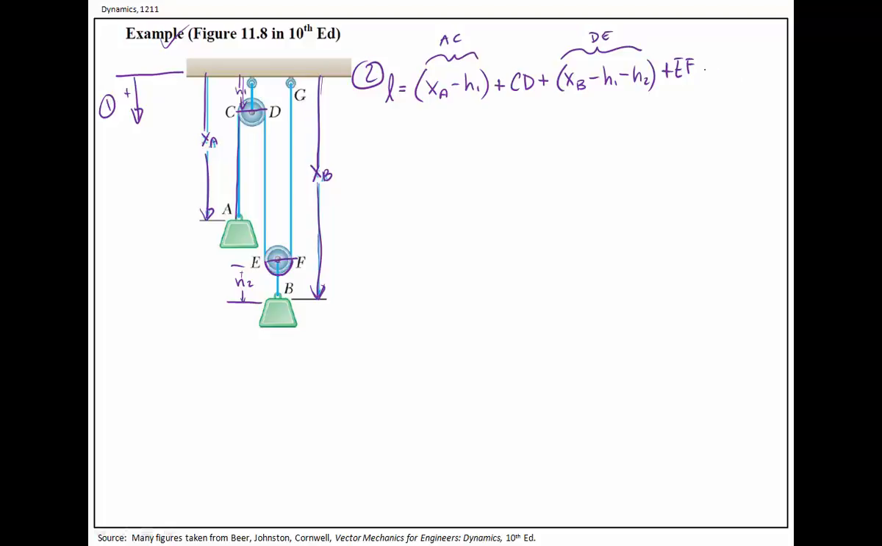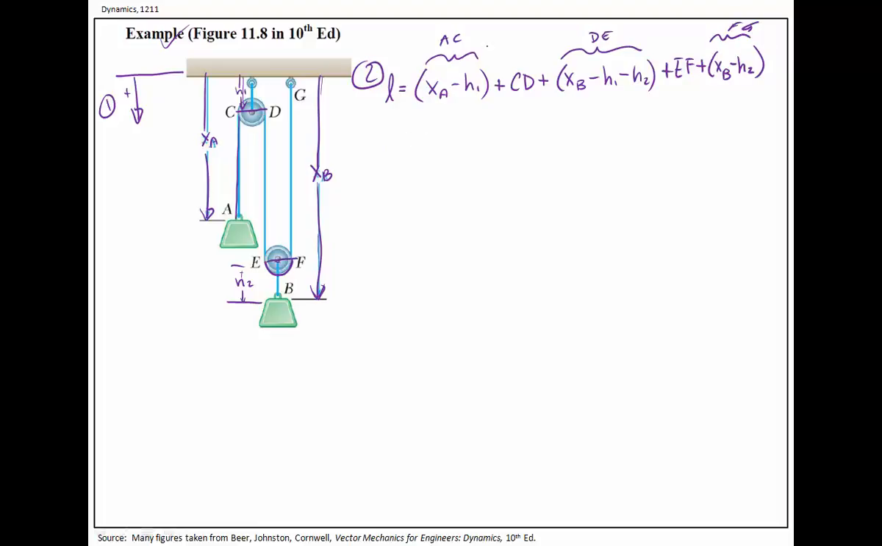And now finally, I'm going to get the length of FG. So plus XB minus H2. And of course, that's going to be FG.